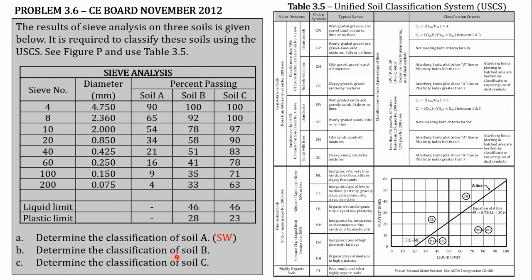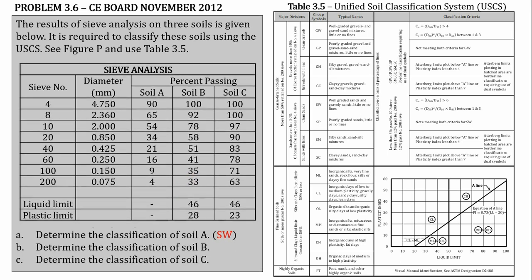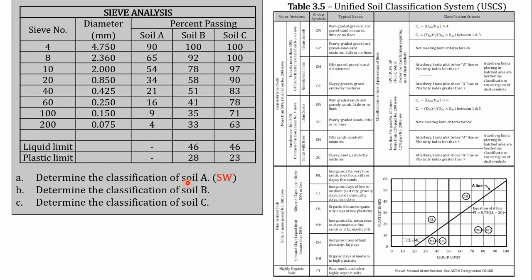Okay, so determine the classification of soil B. So here we will look at soil B, class. What should we do first? It is to determine whether our soil is a coarse-grained soil or fine-grained soil. Okay? So to know that, class, we look at sieve number 200. Let me just arrange this, class. I will get the percent retained of sieve number 200, class.